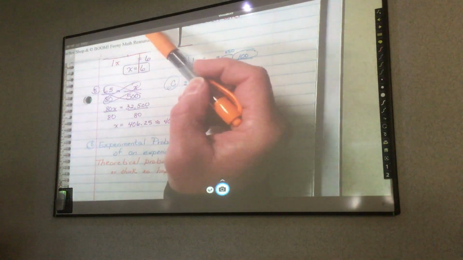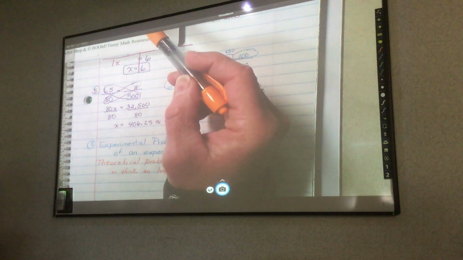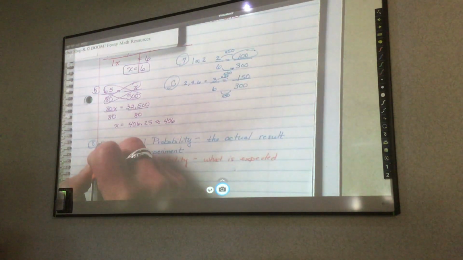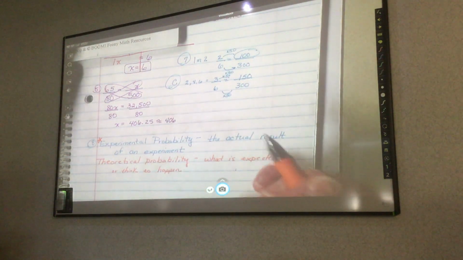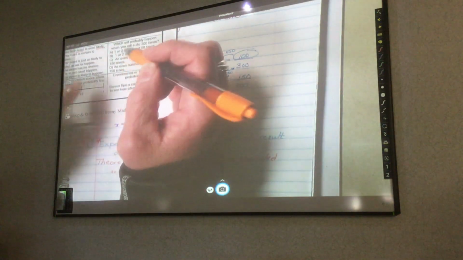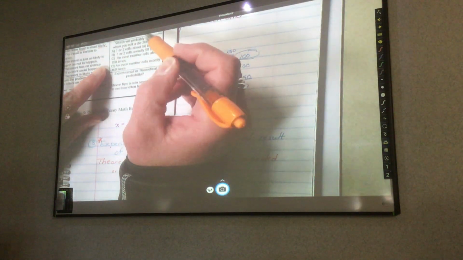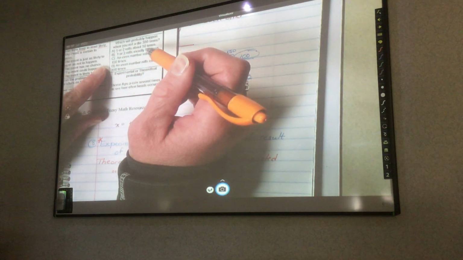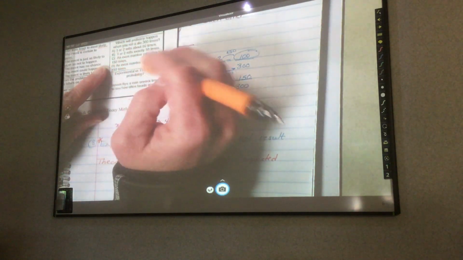So when Steven flips a coin several times to see how often heads occurs, am I experimenting or is that theory? Experimental. So number 8 is experimental probability. If I go back up to number 7, and we're talking about the probability of rolling the die, is that experimental or theoretical? It was theoretical because we didn't actually roll the dice. Does that make sense?